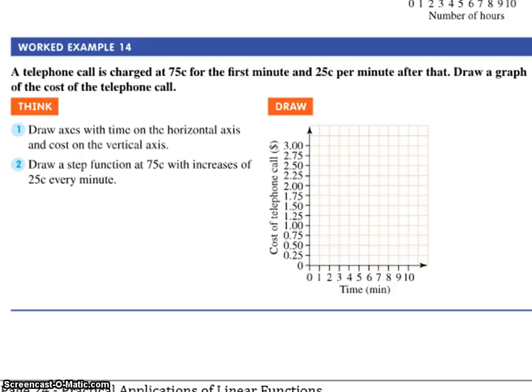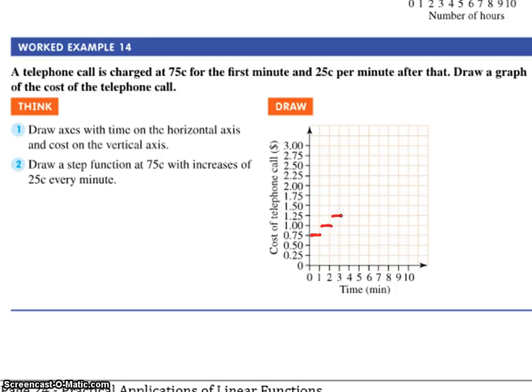Go across to the minute. So from 0 to 1, it's going to cost you 75 cents. And then you go up 25 cents and then go across the minute. Cool. So we're up to $1, and we go from 1 minute to 2 minutes. Then what? Go up on 2 to 3?